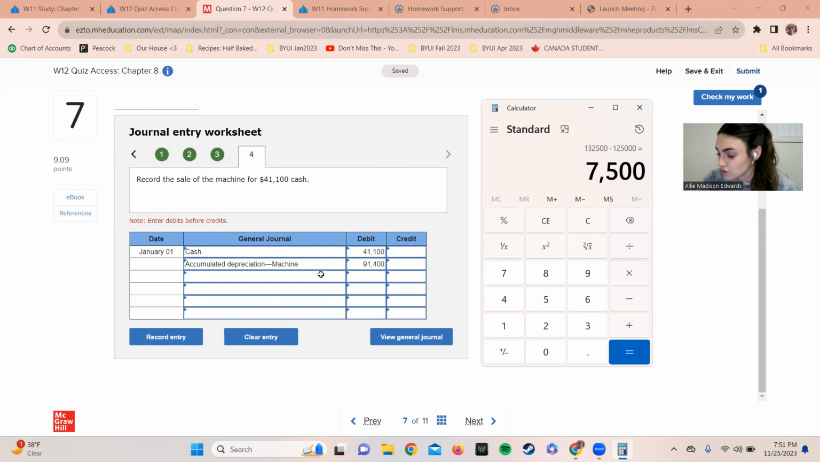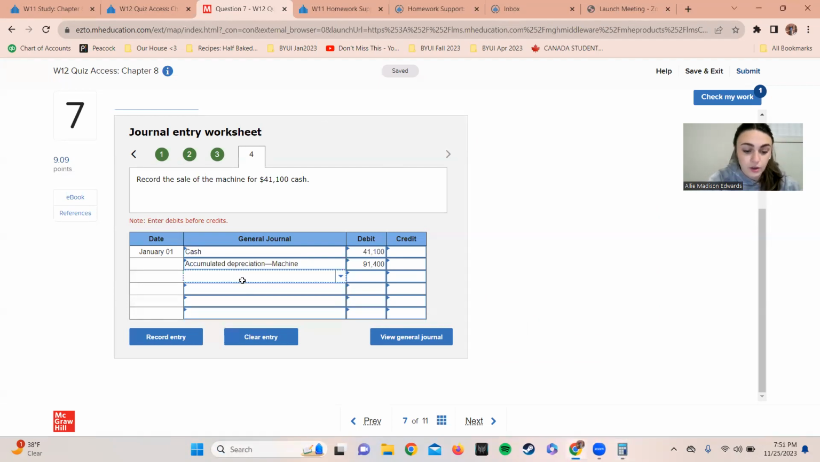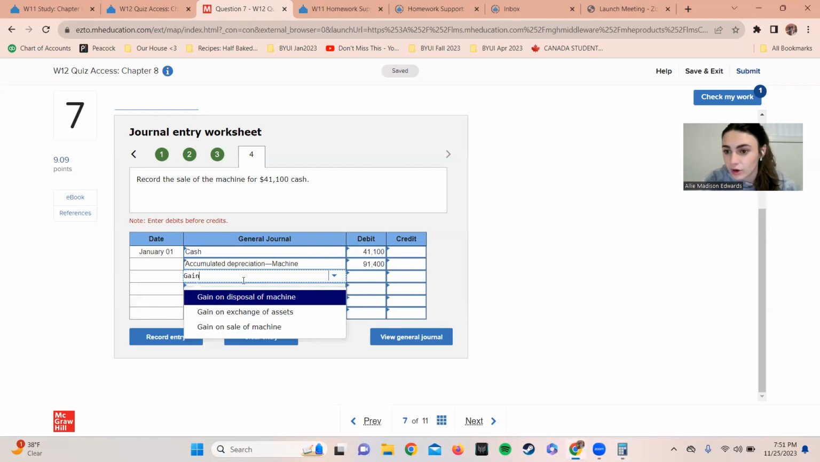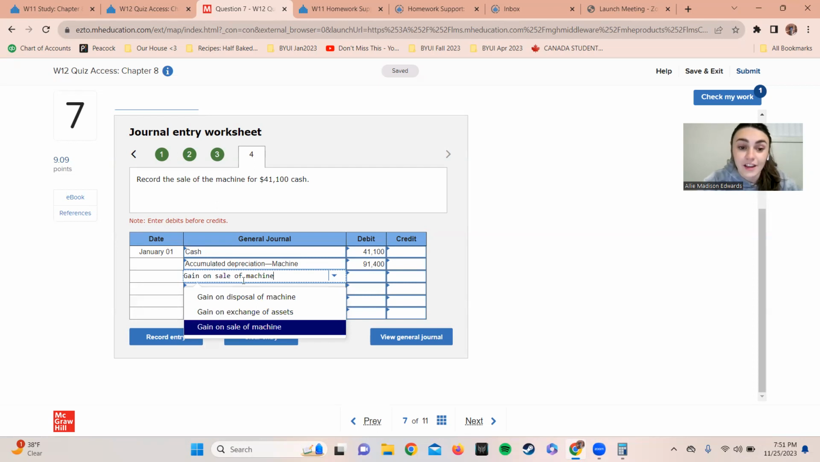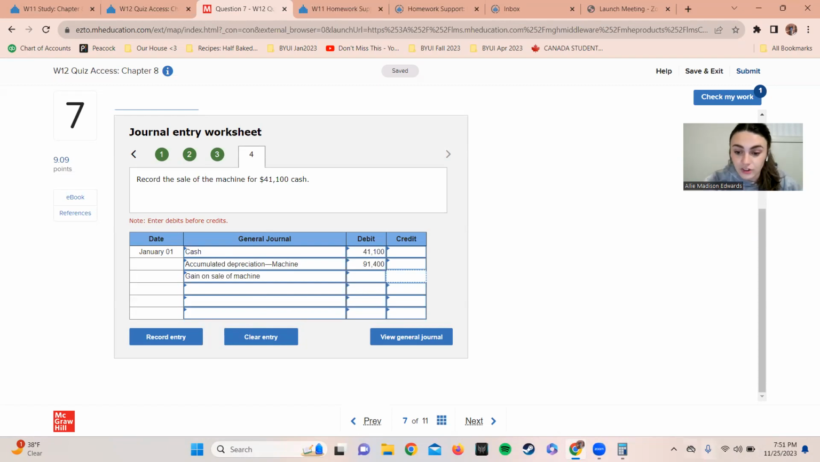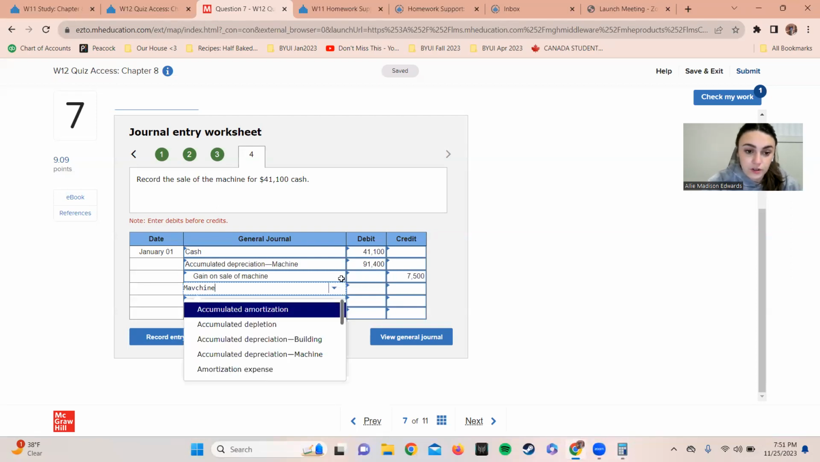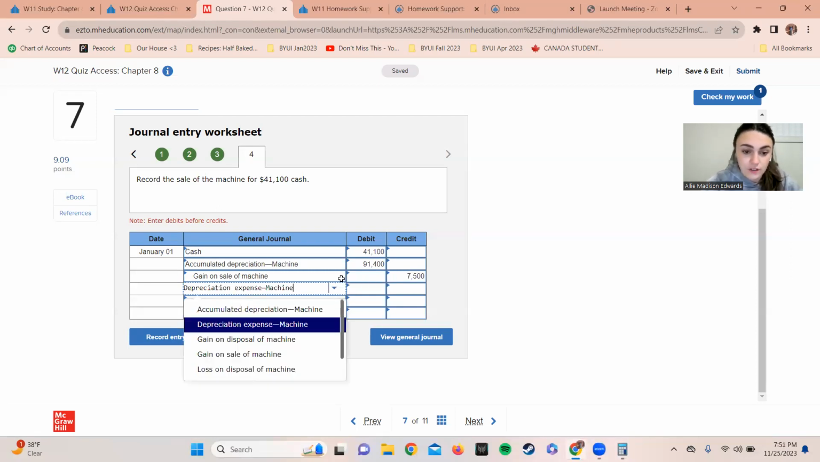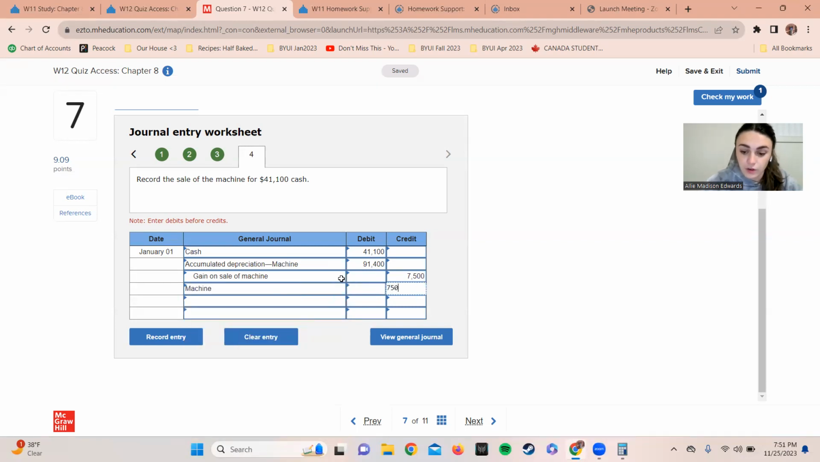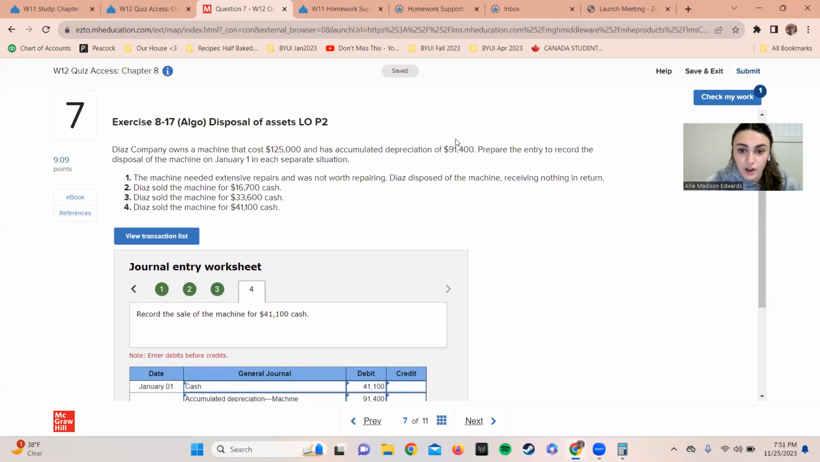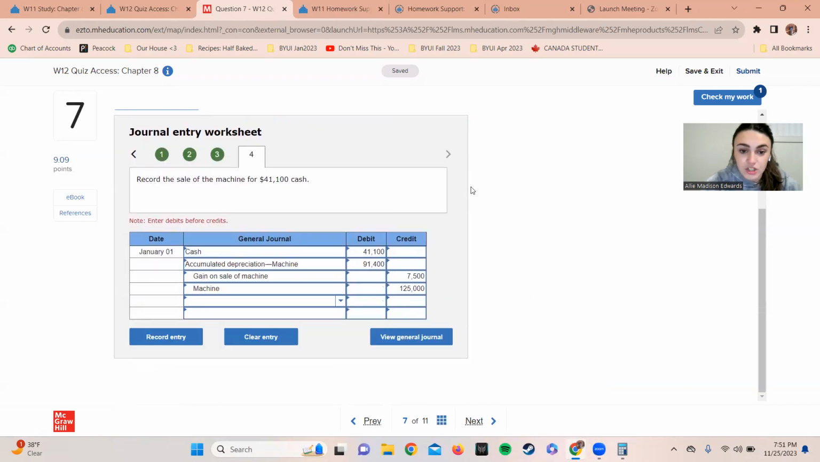In this case, they actually sold this for a gain, so they made money on this, which is always a great thing. We are going to record this gain as a credit, kind of similar to how we put our revenues as credits. So we have our gain on the sale of the machine, not on the disposal, because we sold it, and $7,500 is going to be our credit. And then we'll record our machine cost here, $125,000, and our 91,400 there for our accumulated depreciation.